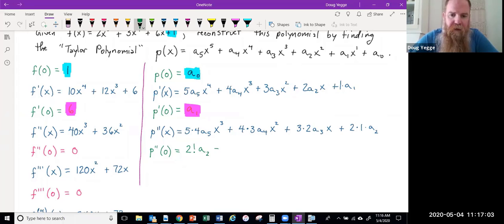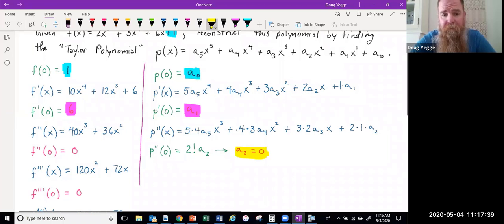And so notice that a2 is not automatically 0. 2 factorial times a2 is equal to 0, which means that a2 is equal to 0. So we get that. Which should make sense, because if you look back to our original polynomial, we don't see a quadratic term. So now let's just keep going. Let's find a couple more derivatives. We're just about done here.